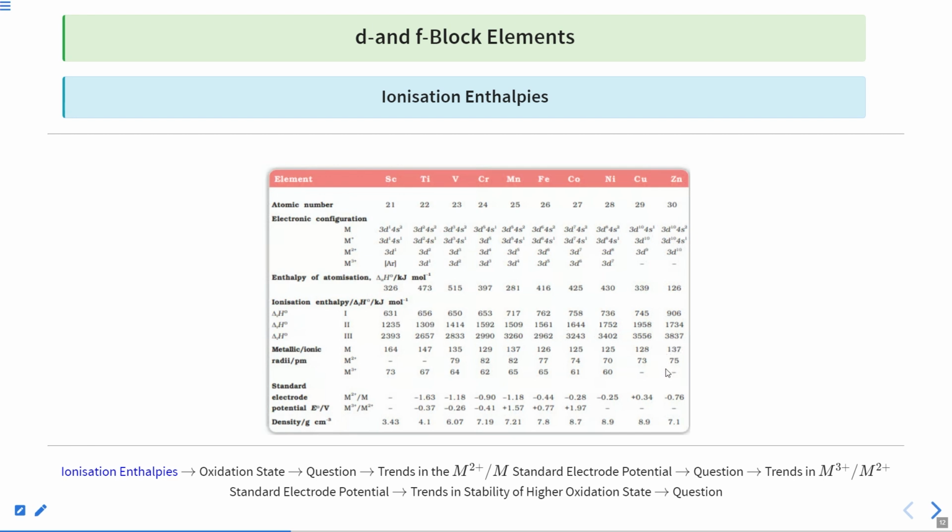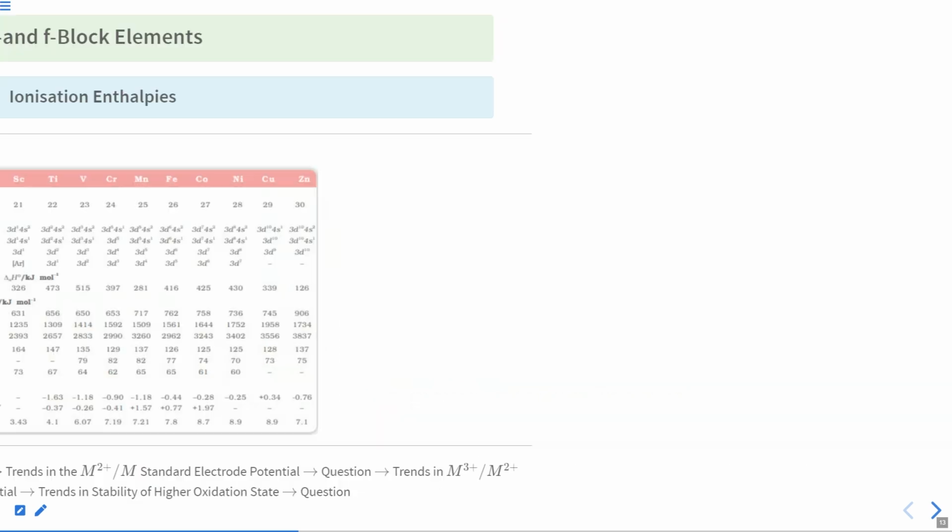Clear? Now if you look at the atomic radii, this is also having a decrease. Almost there is a decrease, but there are some exceptions to it. Now next, we will talk about the oxidation states.